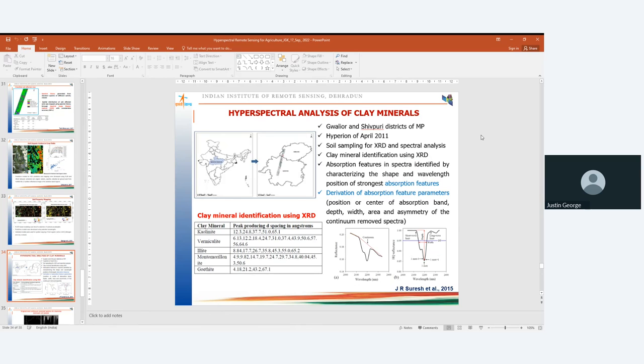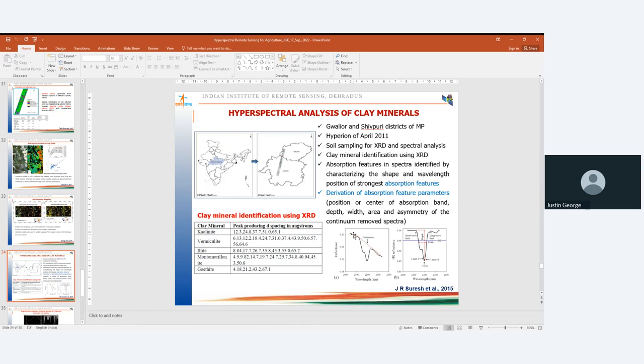The soil sampling was done, and the soil samples were used mainly for the XRD, that is known as the X-ray diffraction analysis, which is a standard analytical procedure for identification of the type of clay minerals, and for spectral analysis. So the mineral identification was done using XRD, and the absorption features using the spectra were identified by characterizing the shape and the wavelength position of the strongest absorption features.